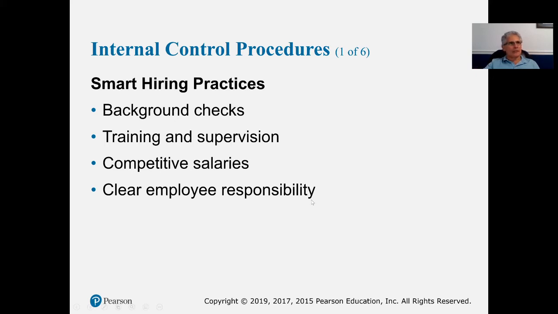And then you also want to make sure that when you hire individuals there's very clear employee responsibility. In other words, if you have, let's say, a petty cash box that various individuals can obtain money from to reimburse them for expenses, or maybe take money out in advance to go buy something, you want to make sure that you have something in place that makes it clear who's responsible for that petty cash. In addition to smart hiring practices, that was our first review of internal control procedures.